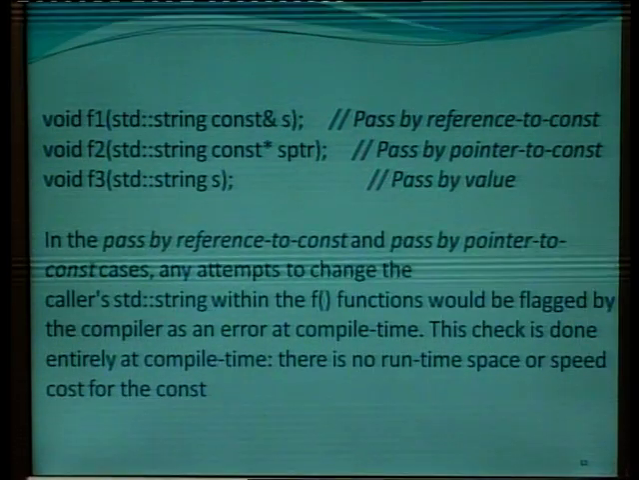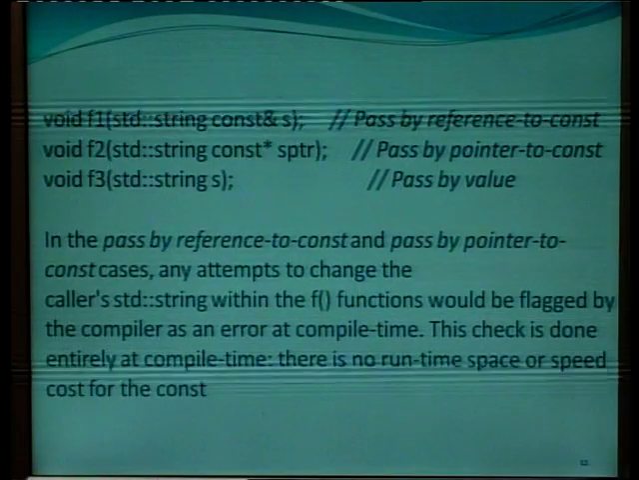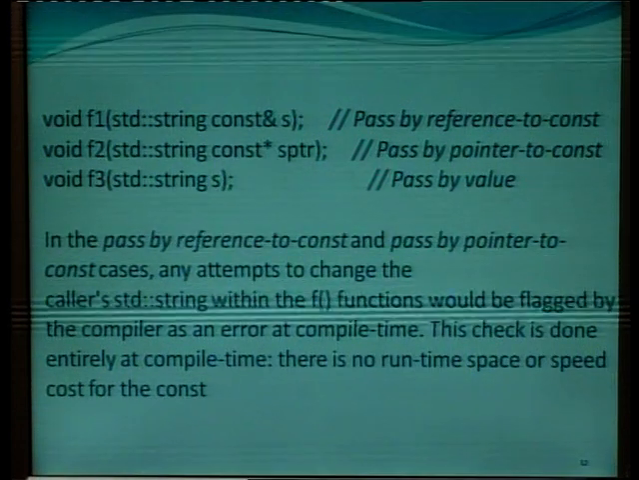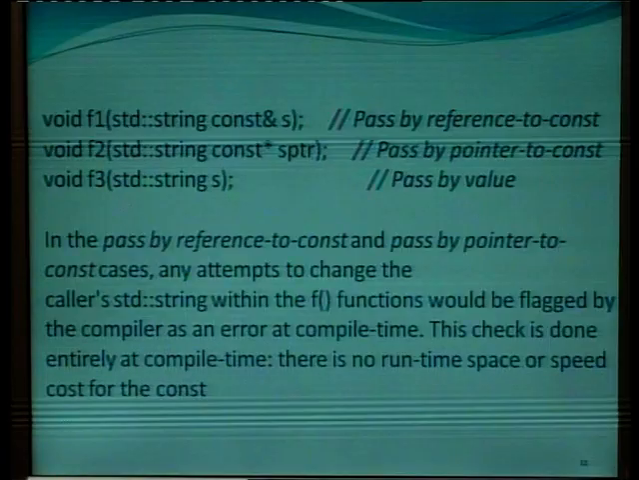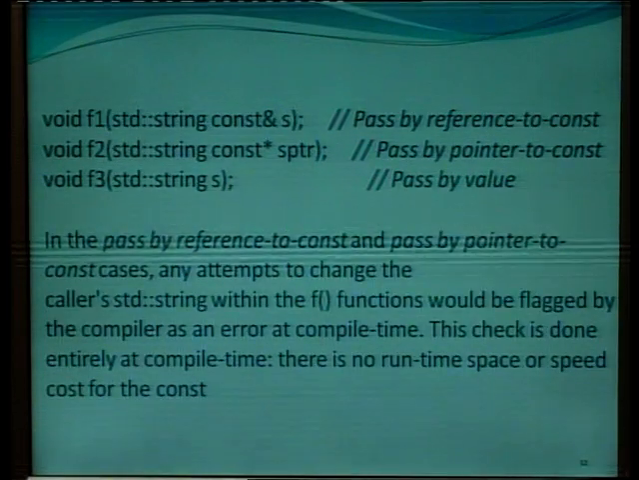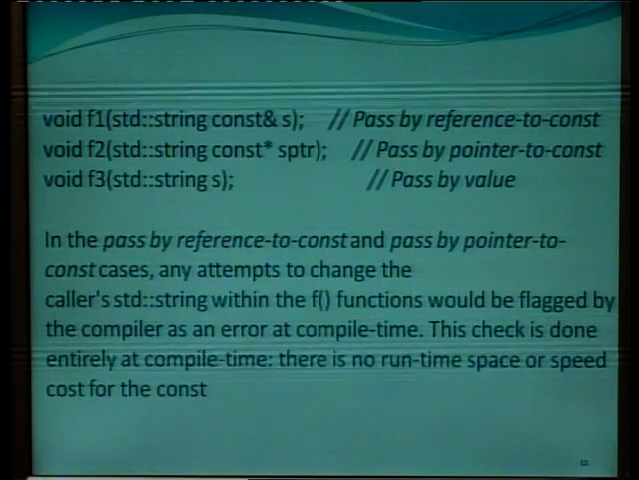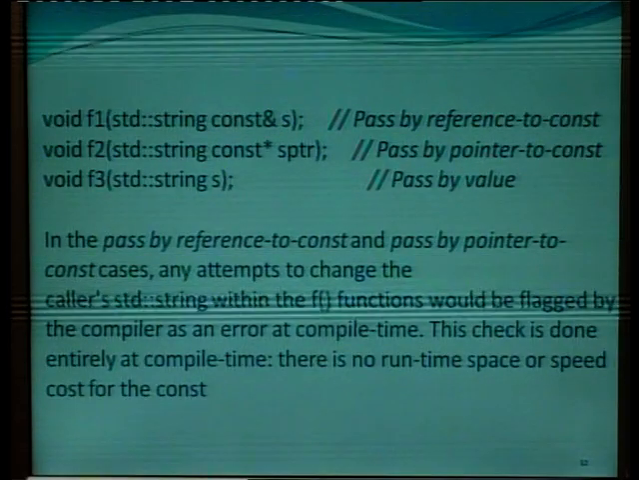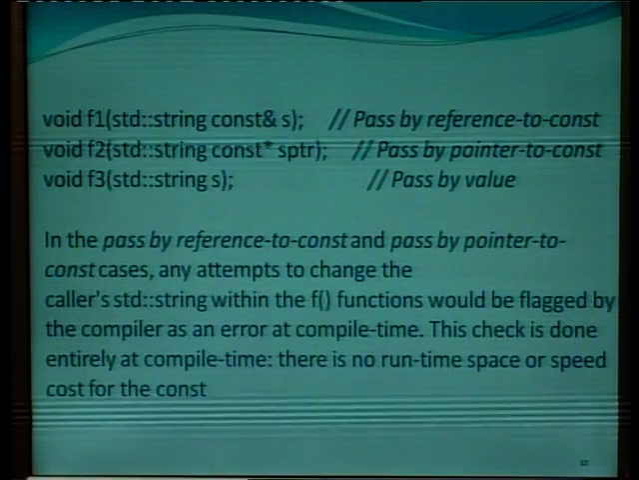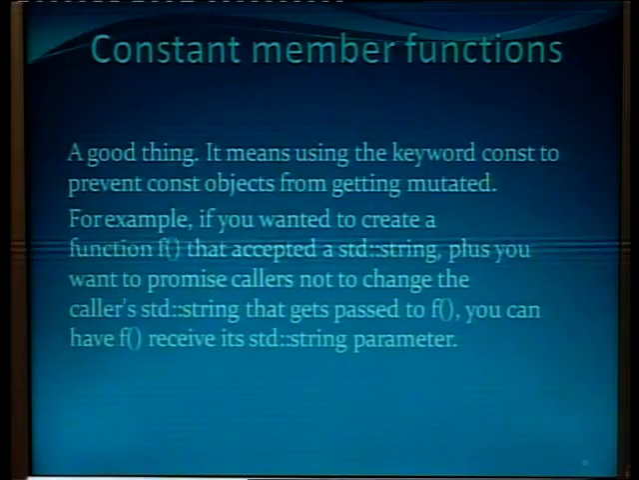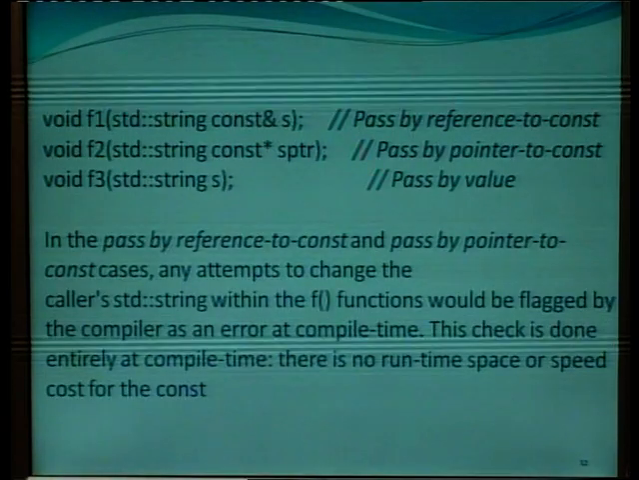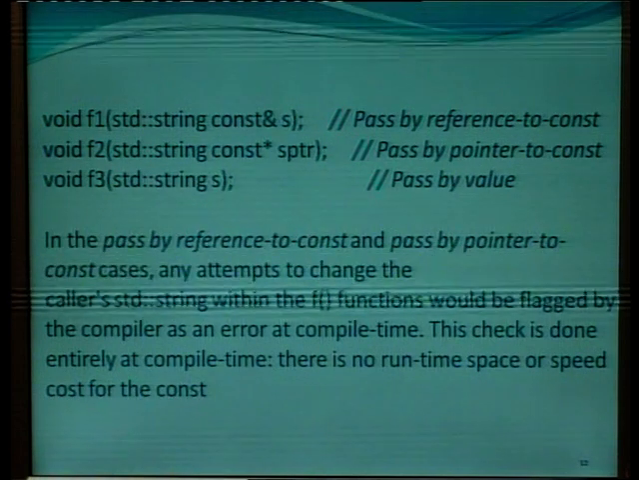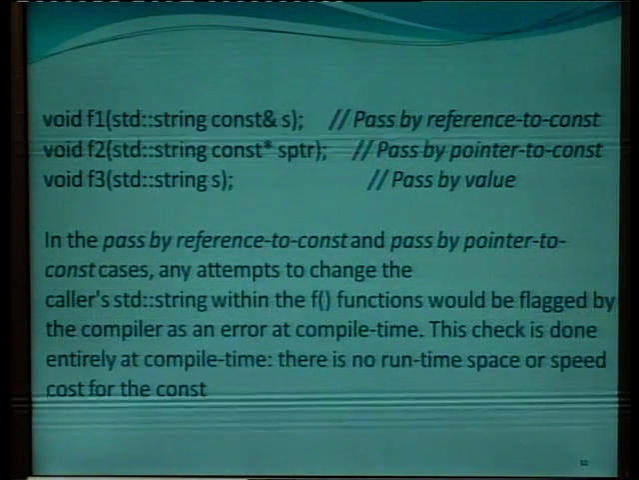Second, void f2(const std::string*) passes a pointer to the constant. So, in the second statement you declare function f2 with a standard string constant pointer. Third, void f3(std::string s) is pass by value. So, a function can take its parameter by reference, by pointer, or by value. By these three ways you can declare the function.